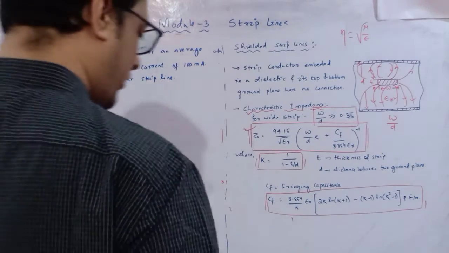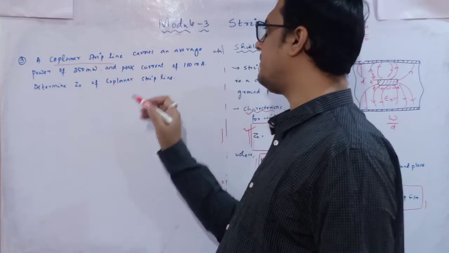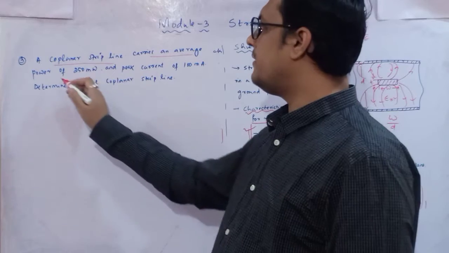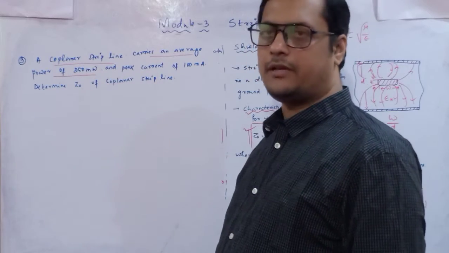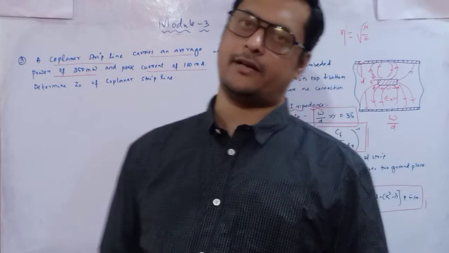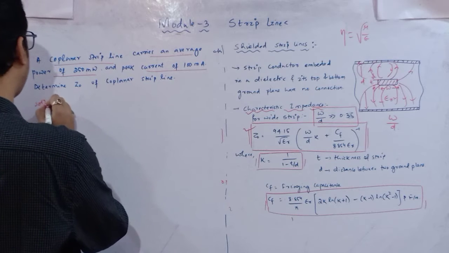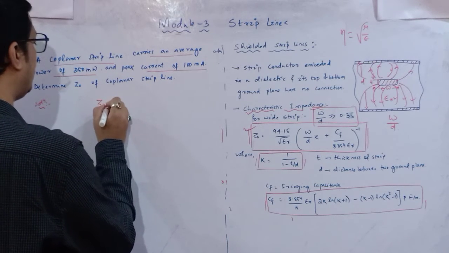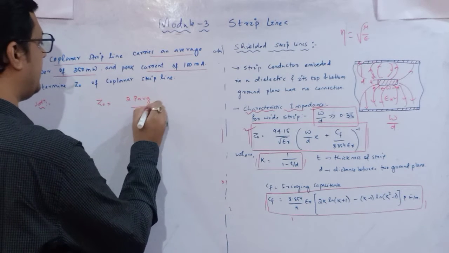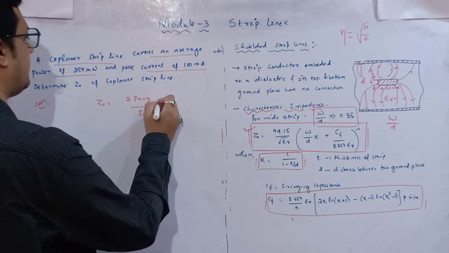Okay, so this is one more question. A coplanar strip line, what we have discussed today, carries an average power of 250 milliwatt and a peak current of 100 milliampere. You have to determine the characteristic impedance. It is a simple one. So the characteristic impedance Z0 is twice the average power divided by I0 square. Simple relation, we only have to substitute the values.